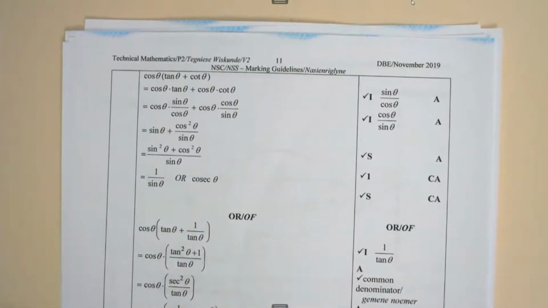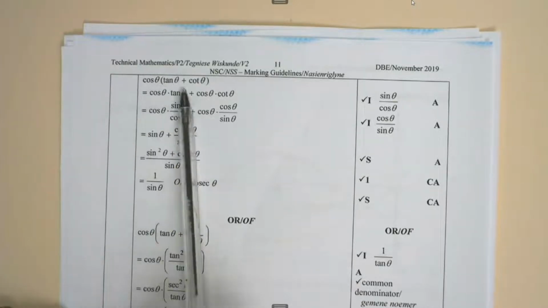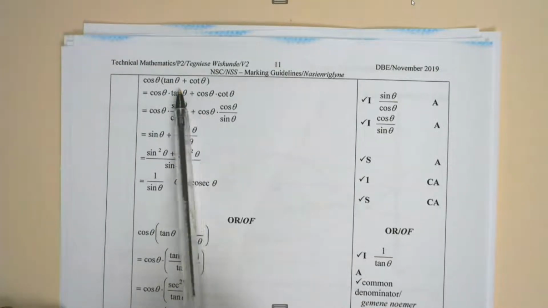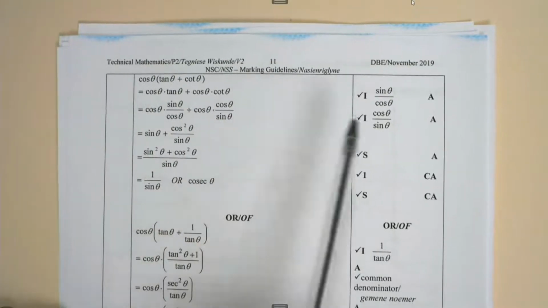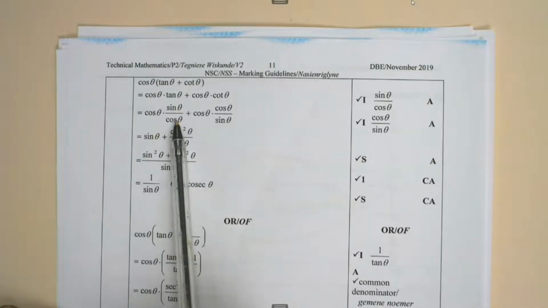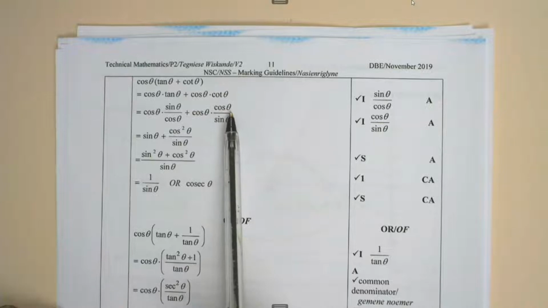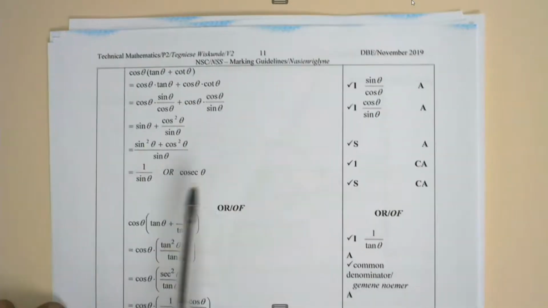Another alternative provided is that learners may multiply the brackets, removing the brackets. Now after multiplying, this is where they also have to get a mark for changing tan theta into sine theta over cos theta. And then coming to cot theta, which is the same as cos theta over sine theta. They also get a mark which is accuracy.